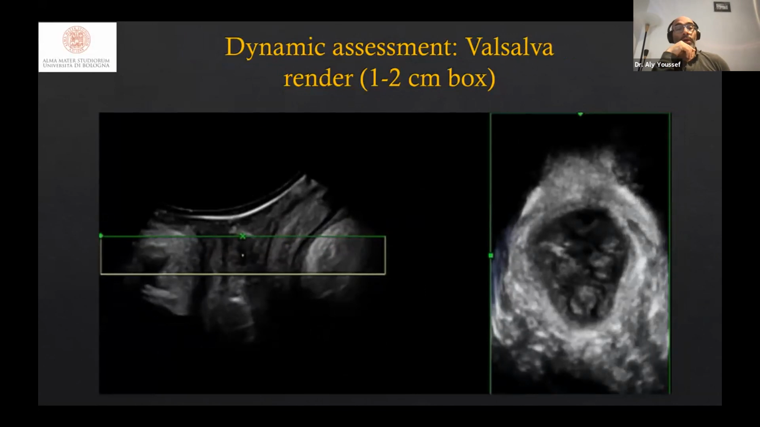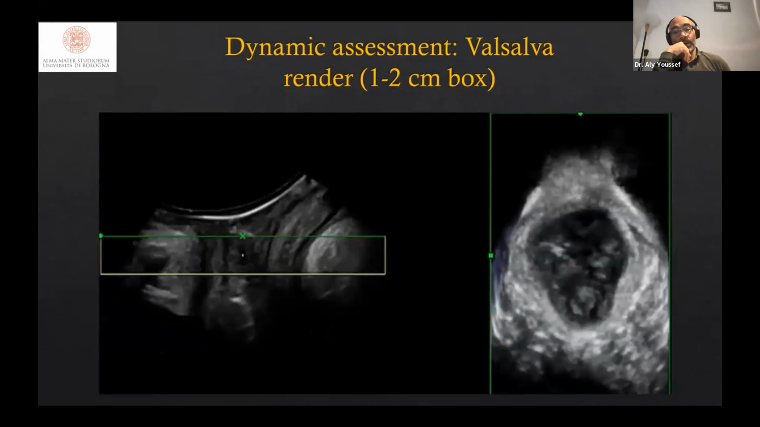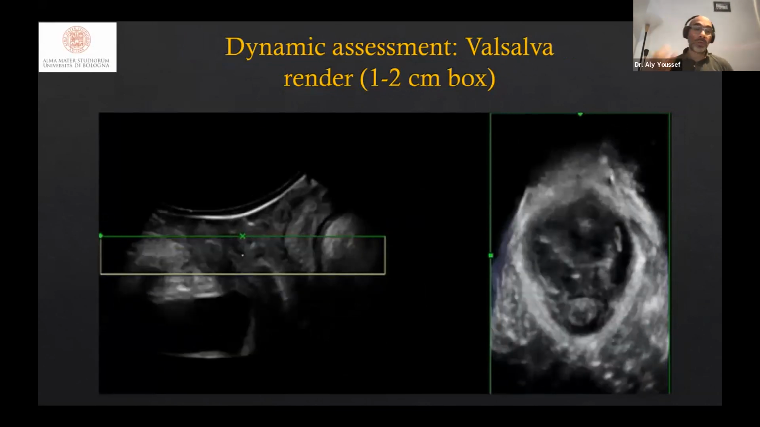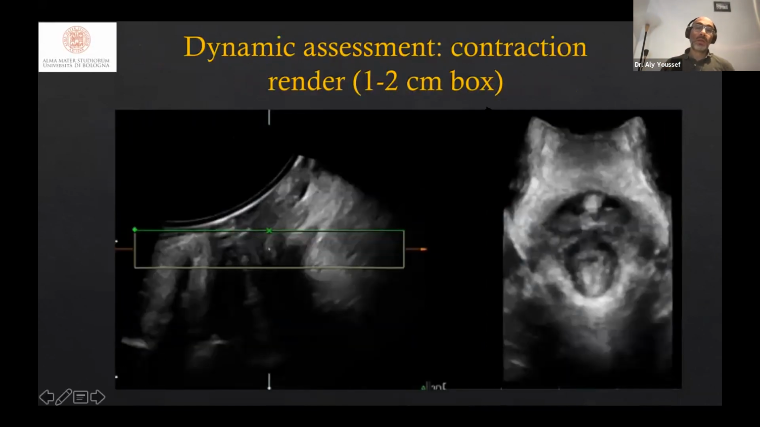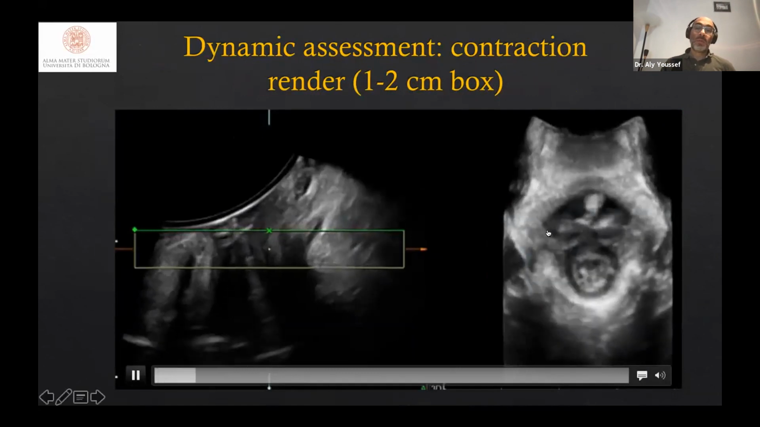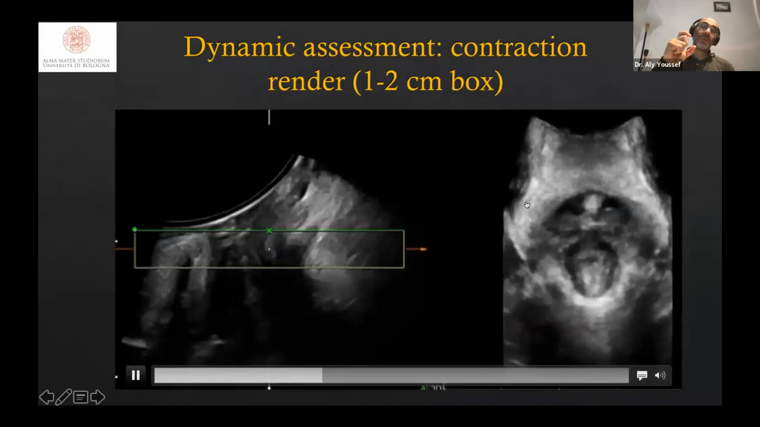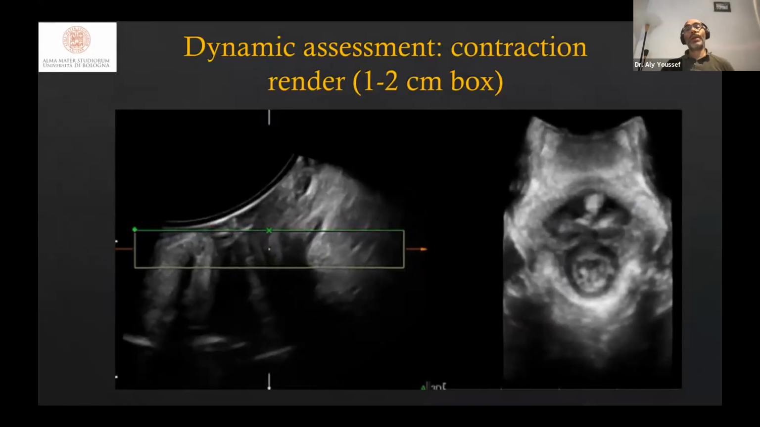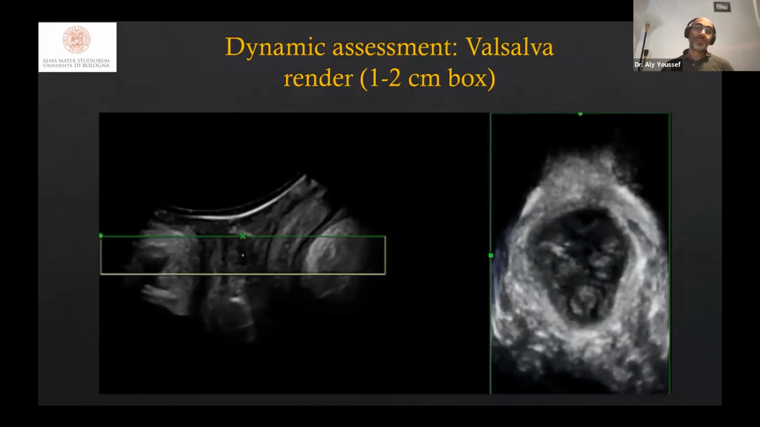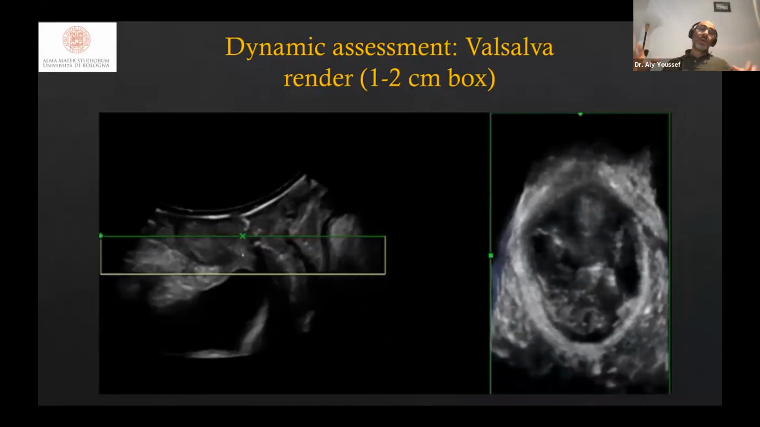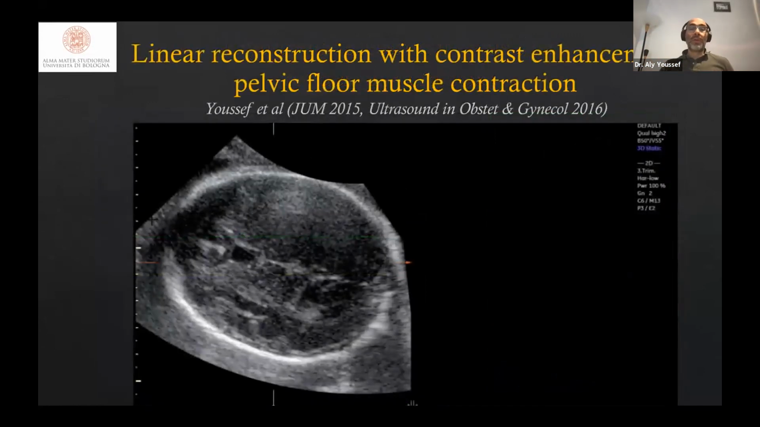You should do the dynamic assessment of the levator ani muscle, with contraction. So you see in the render the contraction from rest to maximum contraction, you see how the levator hiatal area is reduced considerably. Whereas if you ask the patient to push, normally the levator hiatal area should distend, okay, in an appropriate Valsalva.